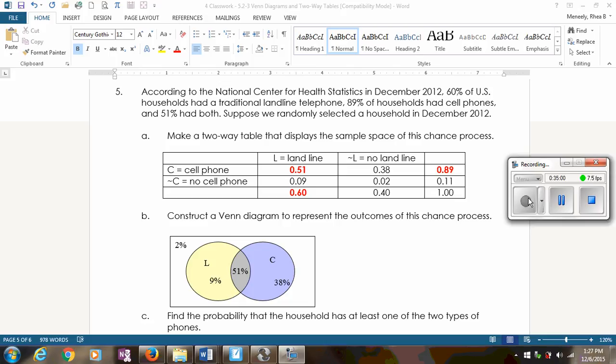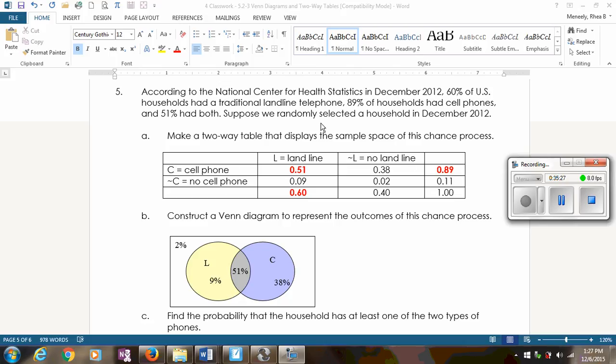Okay, let's go ahead over the answers to problems 5 and 6. So number 5 says, according to the National Center of Health Statistics, in December 2012, 60% of households had a traditional landline telephone, and 89% of households had cell phones, and 51% had both. So if I'm filling out the two-way table, I want to make sure that I indicate my landline event and my no landline event, and my cell phone and no cell phone families.